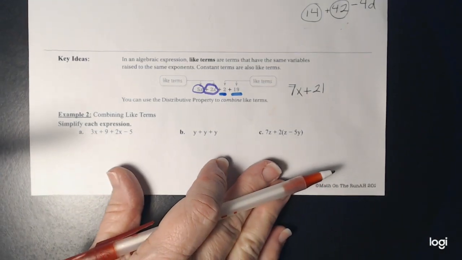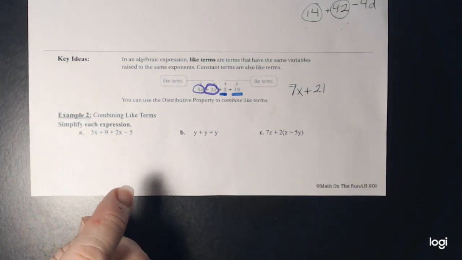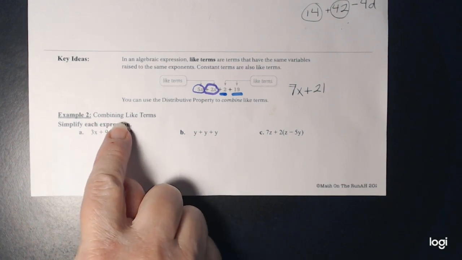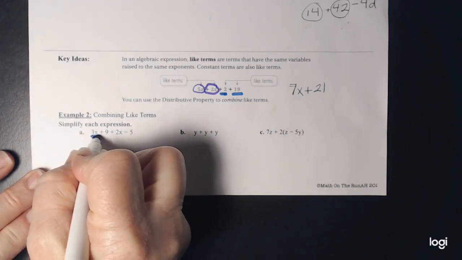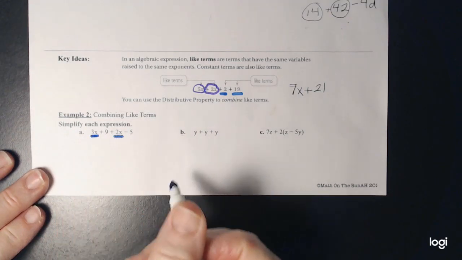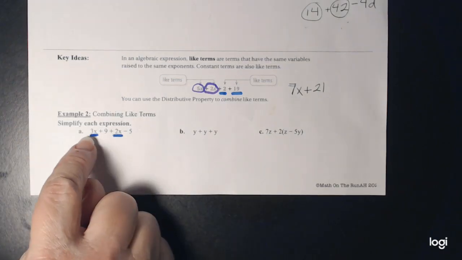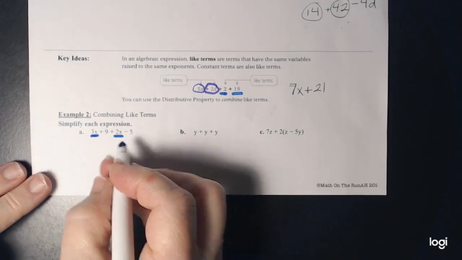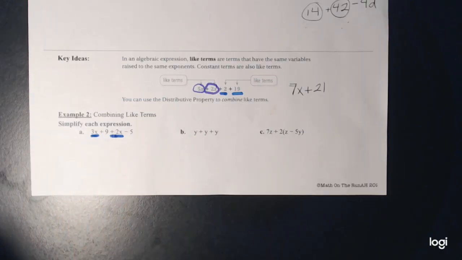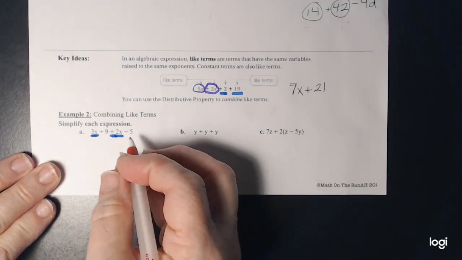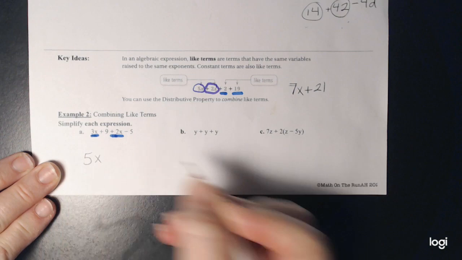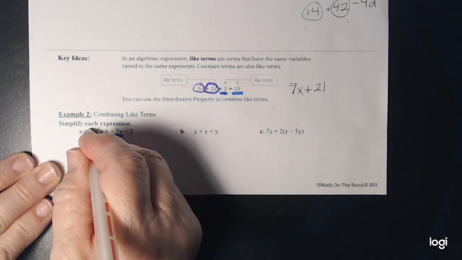Let's practice this. Let's look at example 2, combining like terms. Combining means we're going to put them together. My first color I'm going to use, I see some x's. Here is a 3x, and here a 2x. Those are like terms. We have to use the sign in front, so it says plus. I'm going to say 3x plus 2x, and that's going to give me 5x. So I've finished with my x's.